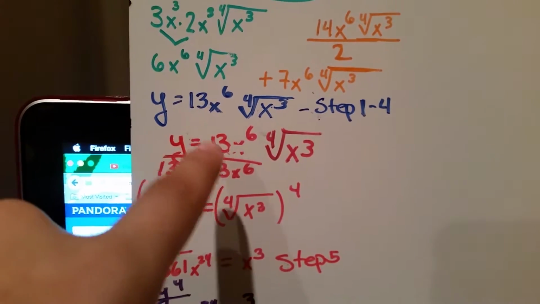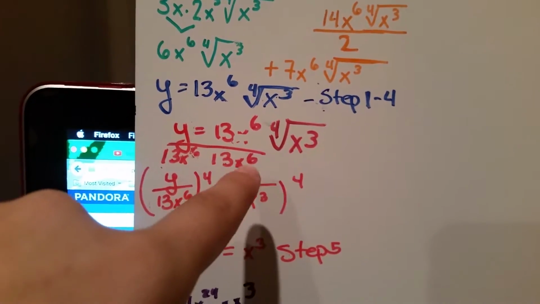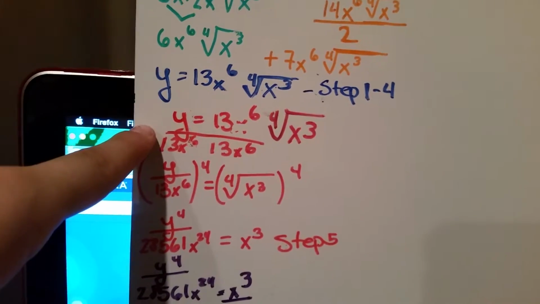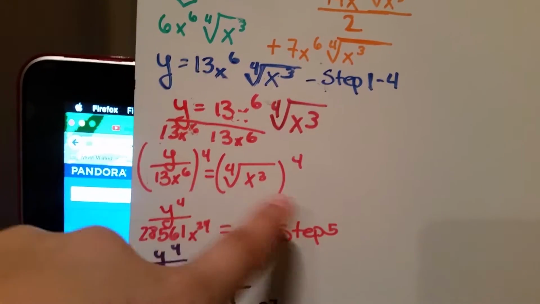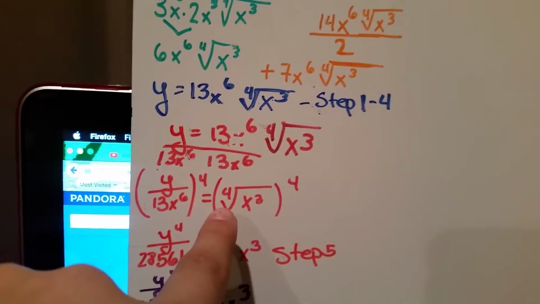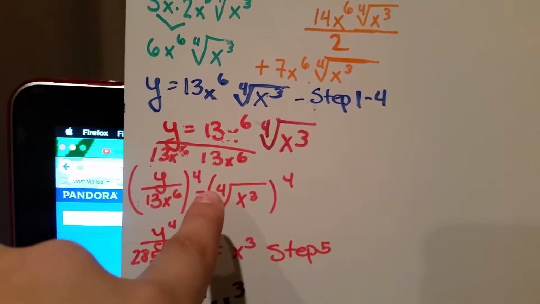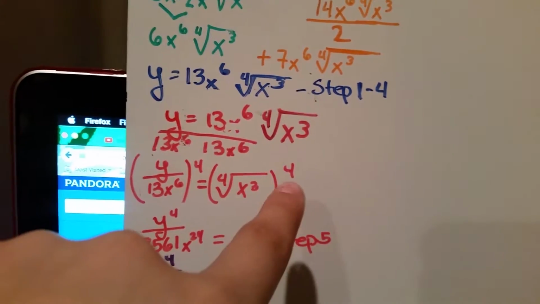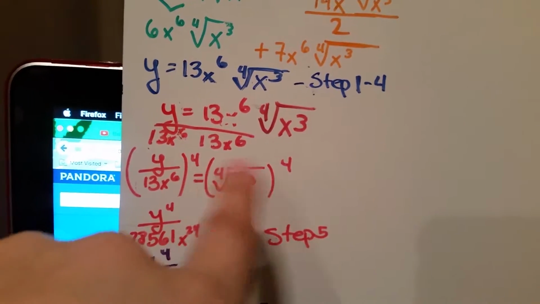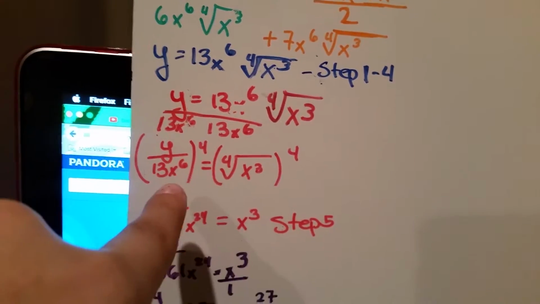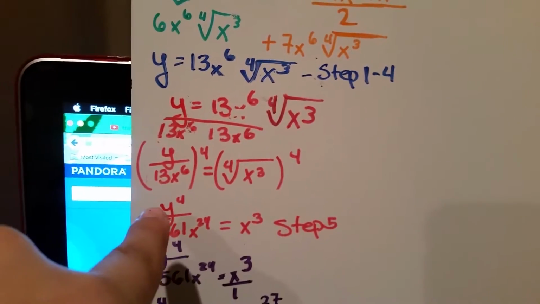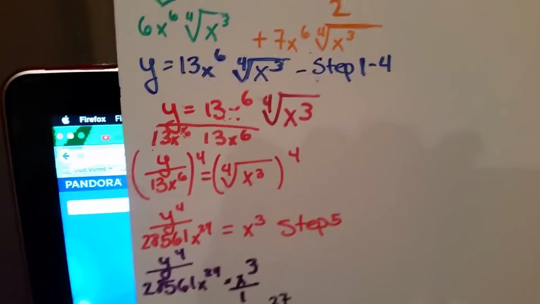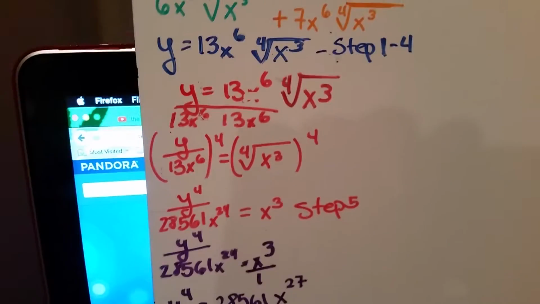So first we're going to take 13x to the 6th, and we're going to put it divided by itself, and then divided by y to get down here. Now you want to get rid of the 4th root. To get rid of it, you have to raise both sides to the exponent of 4. The 4's cancel out here. You distribute the 4 into everything inside the parentheses to get y to the 4th, 28,561 x to the 24th, and x equals x to the 3rd.